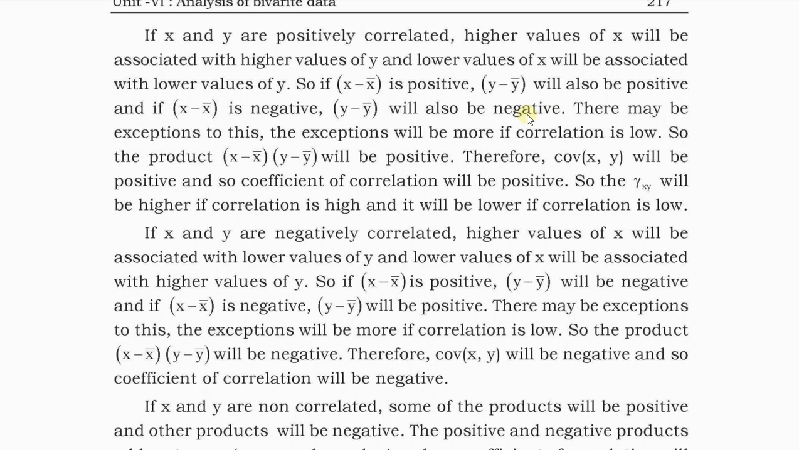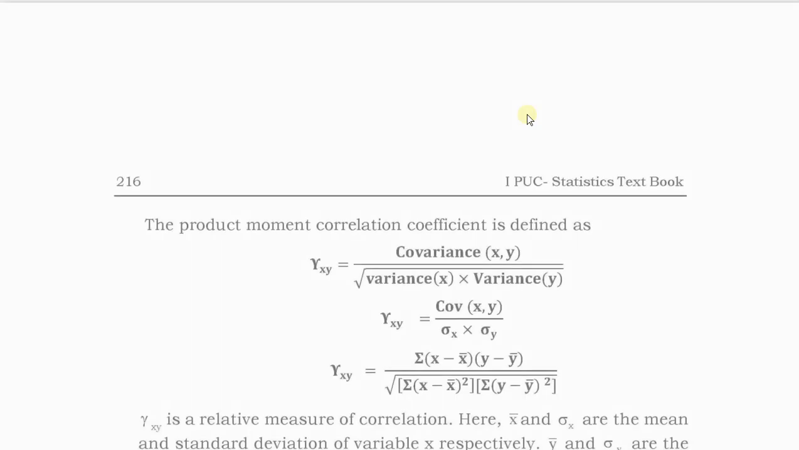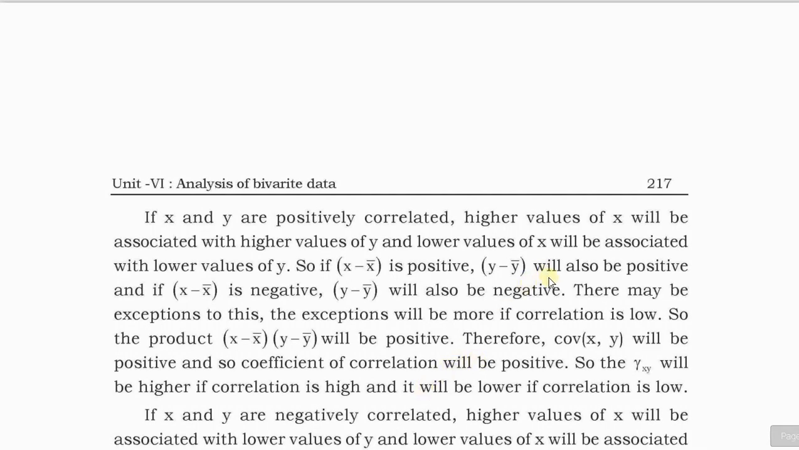So in the covariance formula we have summation of x minus x bar into y minus y bar. If the correlation is positive, that means both of them will be either positive or negative, which means when you multiply them, you will get a positive number only. Okay. There may be some exceptions to this. The exceptions will be more if the correlation is low. As the degree of correlation lowers, the exceptions will start increasing.